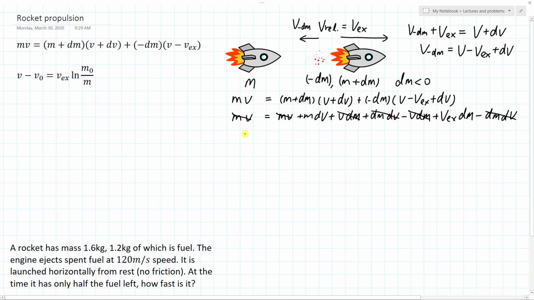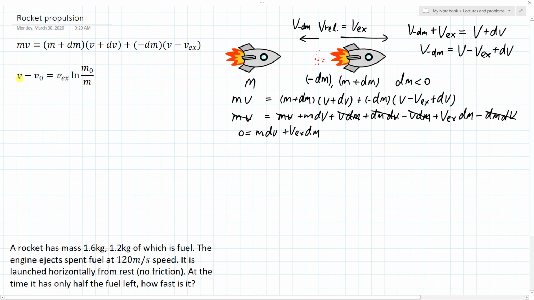So what we have left is 0 equals m dv plus v exhaust dm. Okay, so our goal is to find this final answer, which is called the rocket propulsion formula.